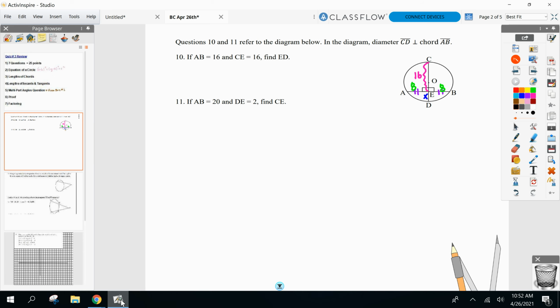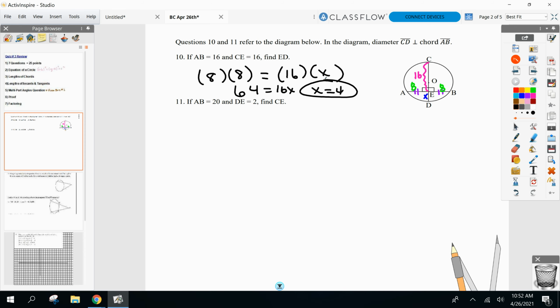We can do 8 times 8 equals 16 times x. Good job. When two chords intersect, the product of their segments, 8 times 8, is equal to the product of the other two segments of the other chord, 16 and x. That is the theorem Hayden is applying. 64 equals 16x, x equals 4.